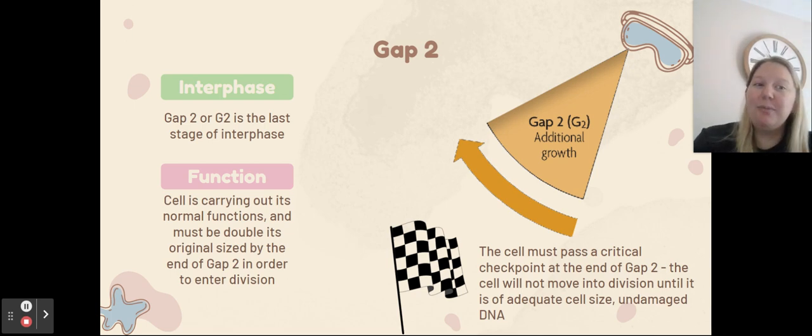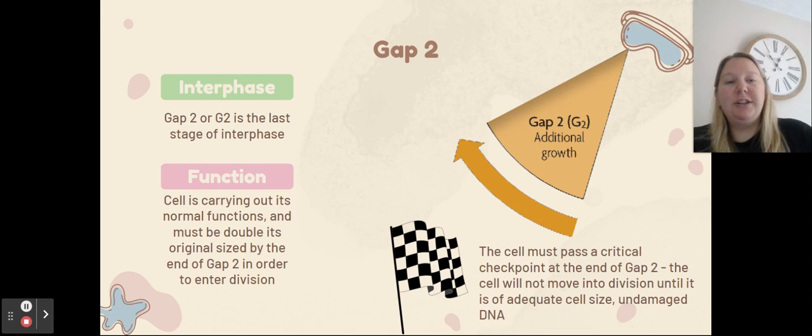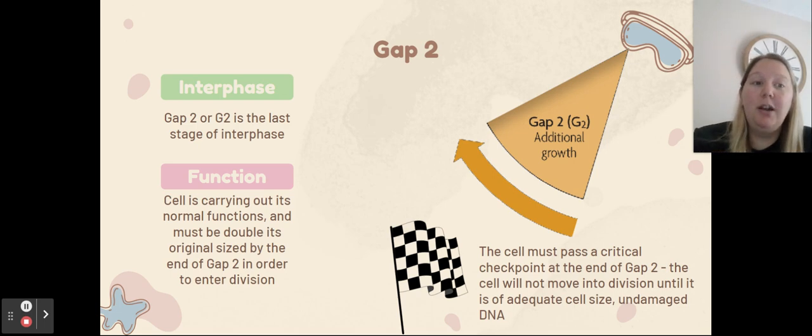The synthesis checkpoint, it's just kind of like a, okay, good, DNA replication is finished. Gap 1, gap 2 are the most important interphase checkpoints. Gap 1 says, I am needed and I am ready to be divided. Gap 2 says, I am of adequate size, I have the proper nutrition, and everything is ready to go.